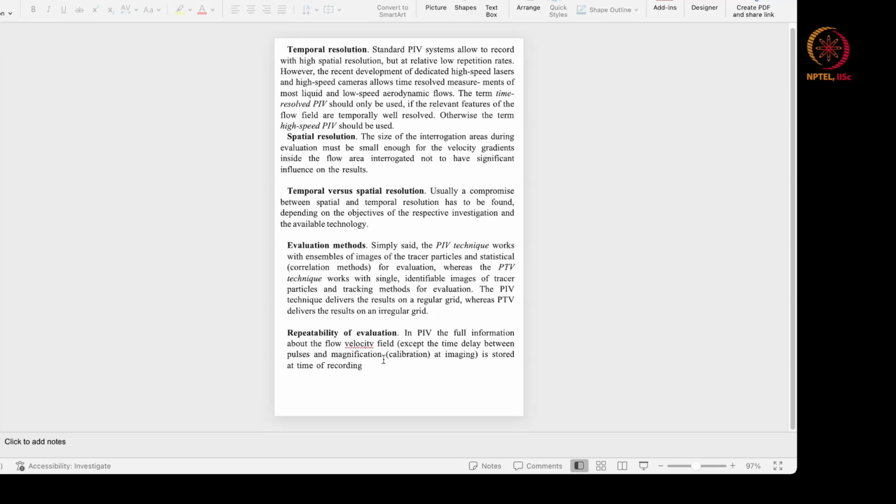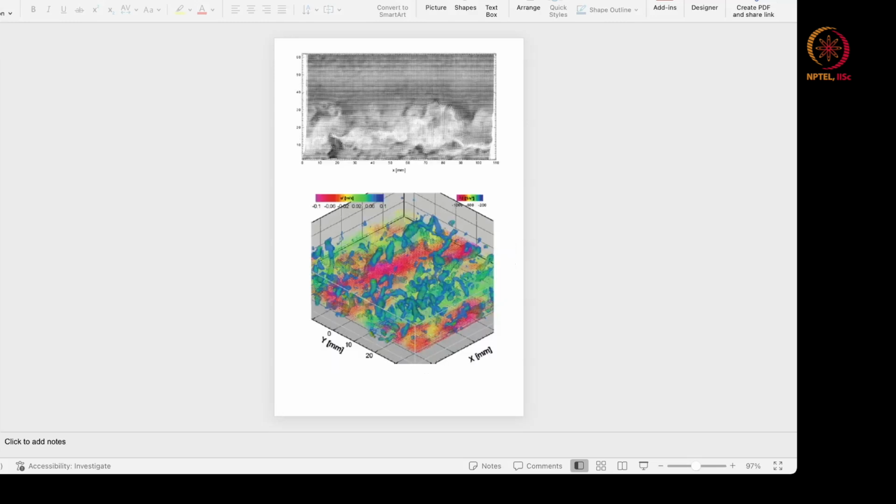You also need to be careful about the repeatability of the evaluation. In PIV, the full information about the flow field is stored at the time of recording, and then you can post-process it in whatever ways you want. So these are some of the examples. This is a highly three-dimensional flow field. These are very complex flow fields which PIV is able to resolve. So this is the power of particle image velocimetry. Look at the type of velocity information and vorticity information that you can get.